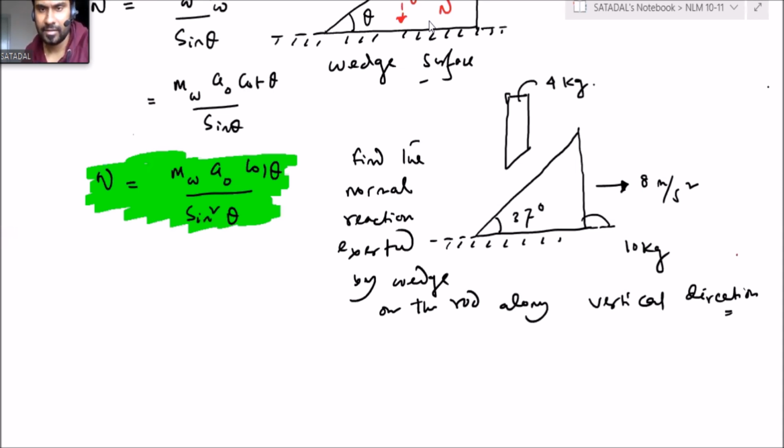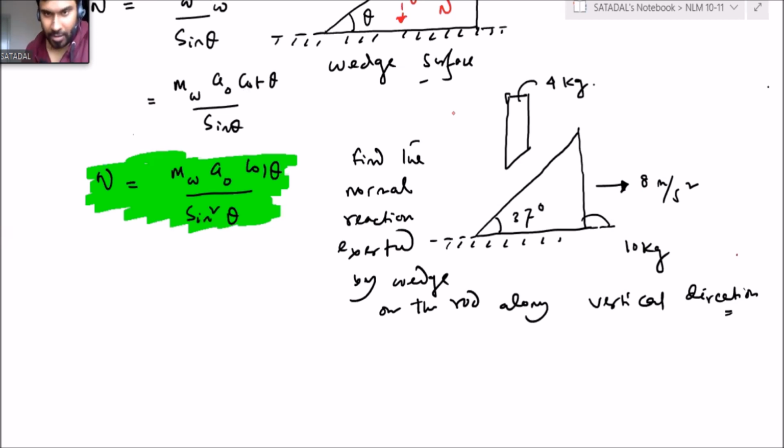I got 400 by 3 newtons. Okay. Aditya? 400 by 3, sir. Mama? Sir, I forgot, sir. I substituted 4 in place of 8. 800 by 3 Newton, sir. 400 by 3 Newton. Which one is correct? 200 by 3, 400 by 3? 400 by 3. Okay, fine.